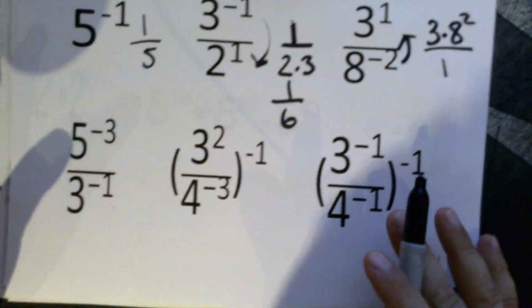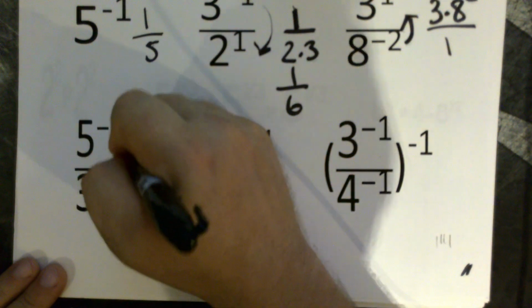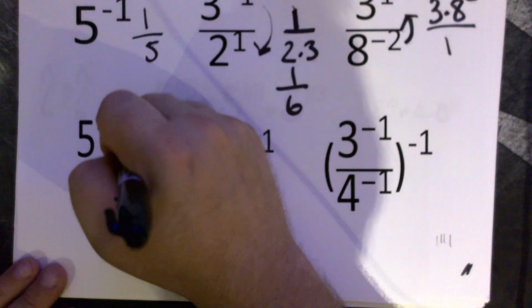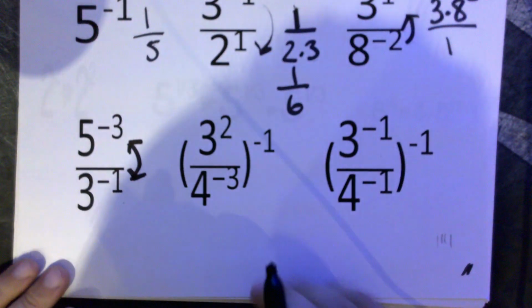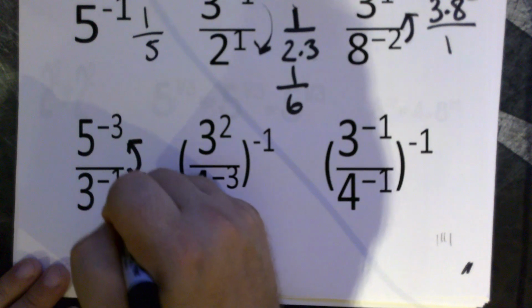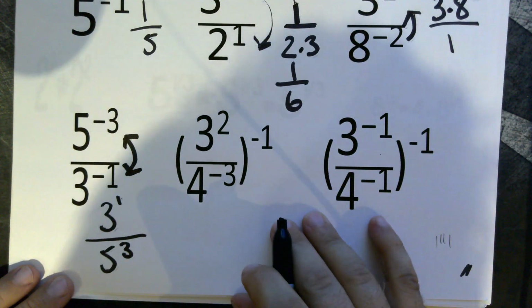All right, if they're both negative, so 5 to the negative 3 over 3 to the negative 1, well, the 5 to the negative 3 comes down, and the 3 to the negative 1 comes up. So they just sort of flip-flop. So this is going to become 3 to the power 1 over 5 cubed on the bottom.